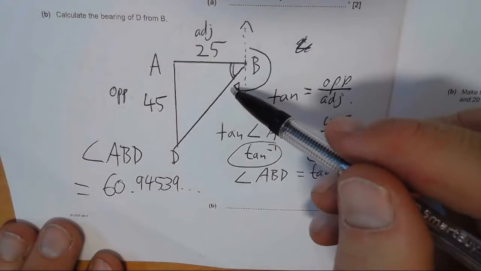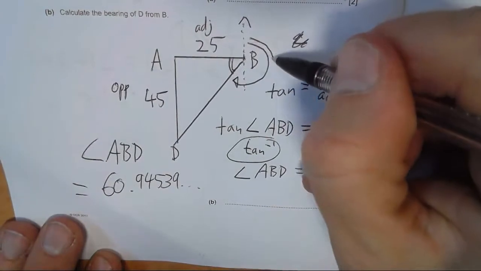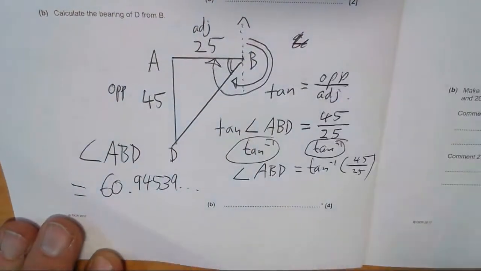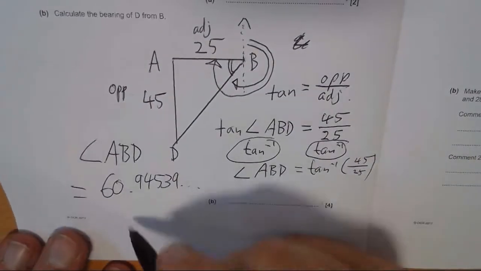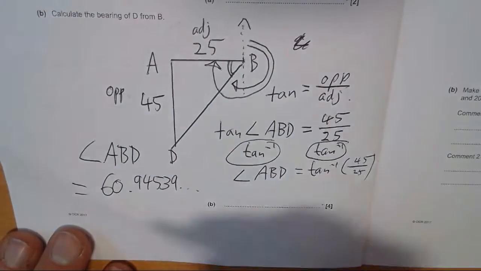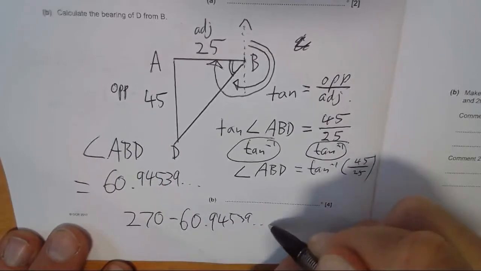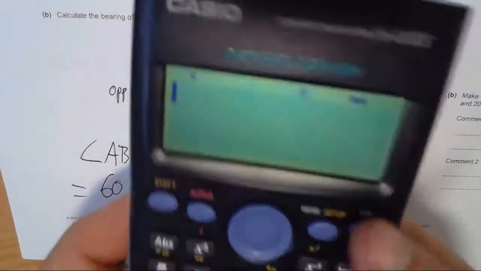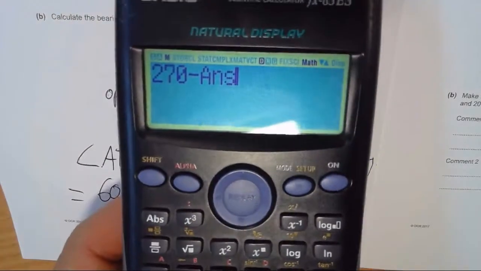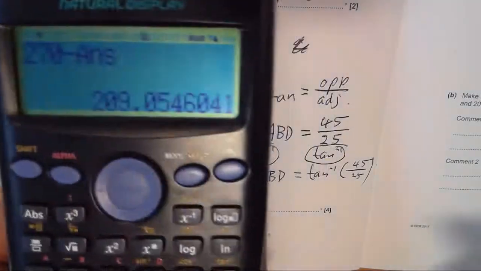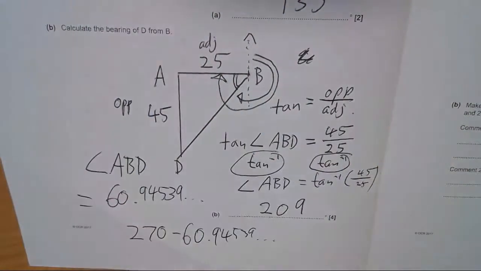What is this angle here then? Well, if I went 3/4 of the way round, so if I went all the way round to here, that would be 270 degrees, 3/4 of a turn. Each quarter of a turn is 90 degrees. So this bit here is all of that, take away that angle. So it's 270 take away 60.94539, etc. So on my calculator, I can do 270, and just in order not to lose any accuracy, do take away answer. It'll do take away the last answer you had. That gives me 209.05. And I'm going to just write that as 209 degrees, rounded.